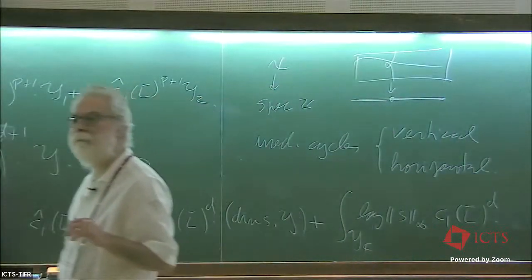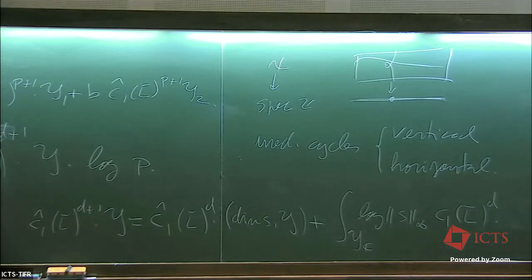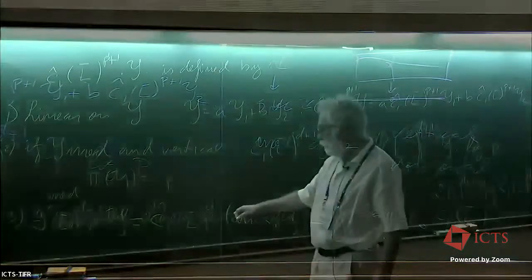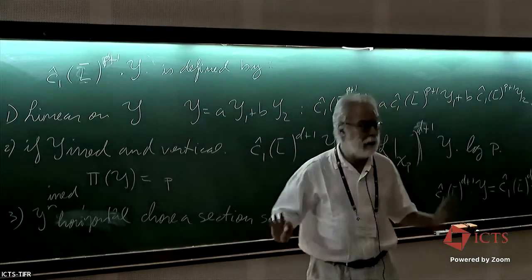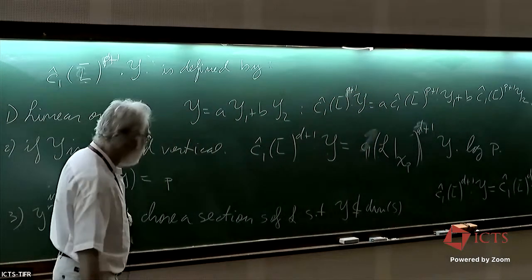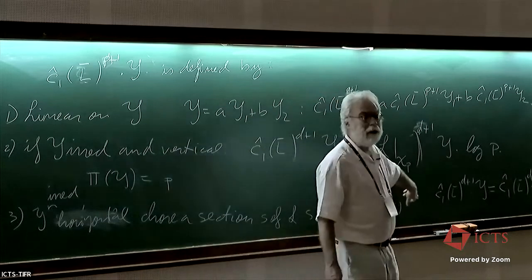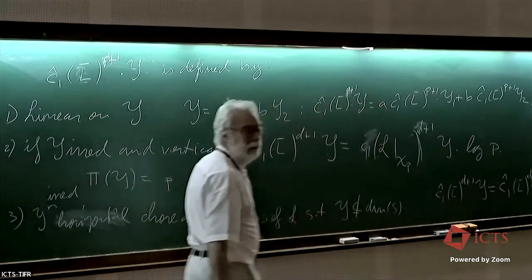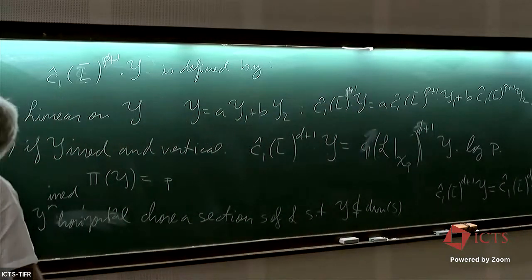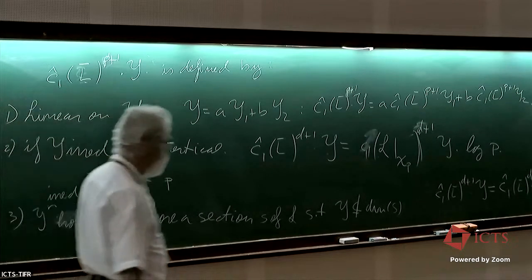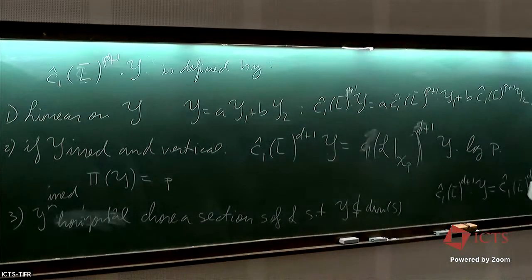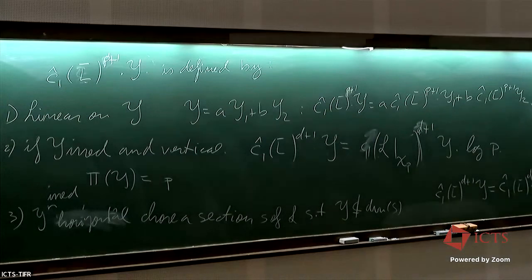Okay? Because I am not asking that it is a global section, I am only saying that it is a rational section, and you have plenty of rational sections. So the only thing I ask is that this is a rational section such that Y is not contained in the divisor. And this can always be obtained. I am assuming that my variety is projective, so you can always take your line bundle as a difference of two projective ones and then use Bertini or whatever.